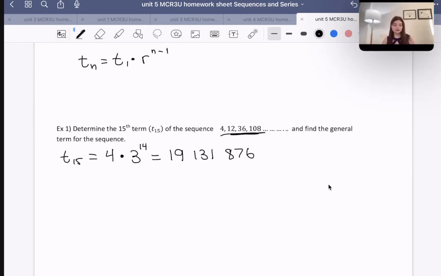It seems like it wouldn't do that, but just for the sake of it, I'm going to show that it does. So if we plug into our calculator 4 times 3, we get 12. Times 3 again, we get 36. Times 3 again, let's make sure you guys can see that. Let's see, that's term 4, 5, 6, 7, 8, 9, 10, 11, 12, 13, 14, 15. And as you can see, we got that same thing I said before, 19,131,876, right?